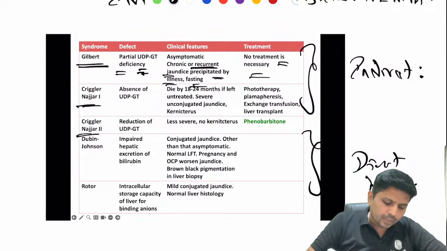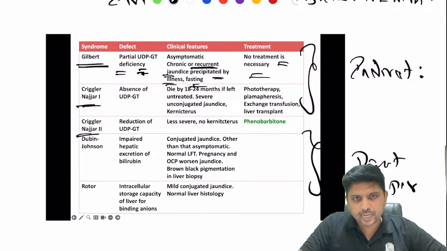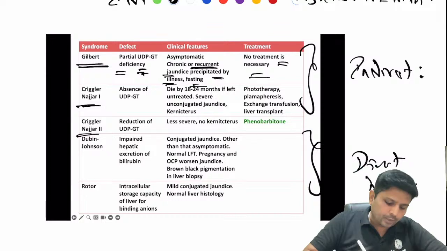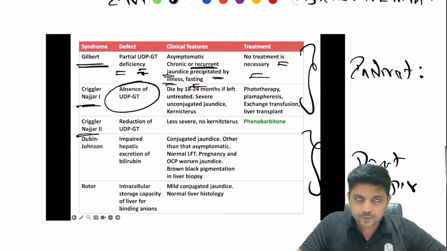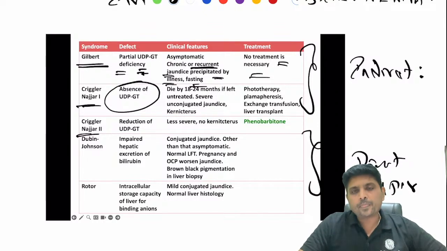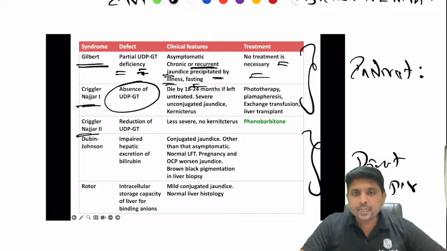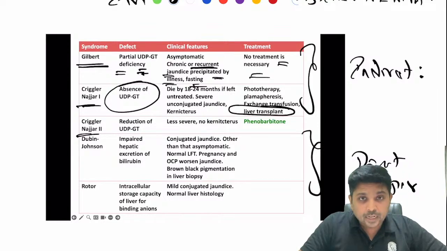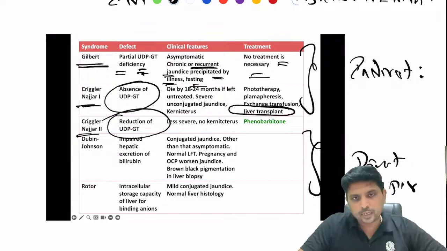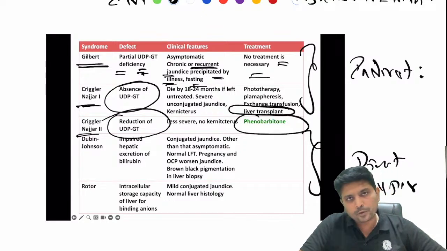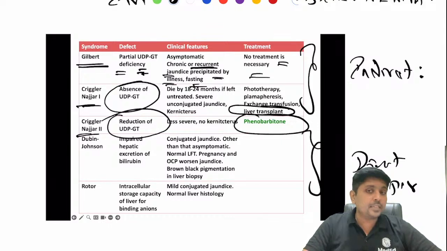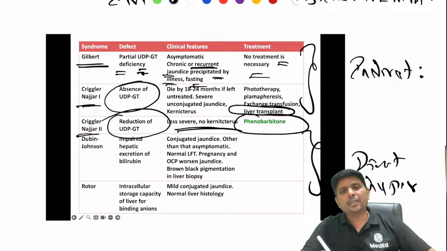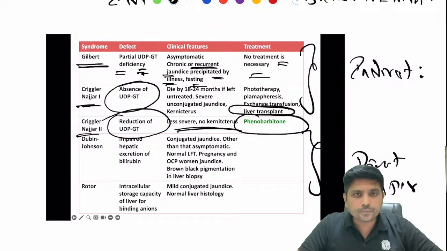What about Crigler-Najjar syndrome? It is characterized by type 1 and type 2. Type 1 is total absence of UDP glucuronyl transferase, with severe indirect hyperbilirubinemia leading to kernicterus, and the child often needs exchange transfusion or plasmapheresis, and you need to go for liver transplant. Whereas in Crigler-Najjar type 2, there is a little reduction of glucuronyl transferase, so you can give phenobarbital, which can increase glucuronide conjugation. This is not associated with kernicterus and is less severe. So Gilbert syndrome is recurrent jaundice, Crigler-Najjar syndrome is persistent severe jaundice.